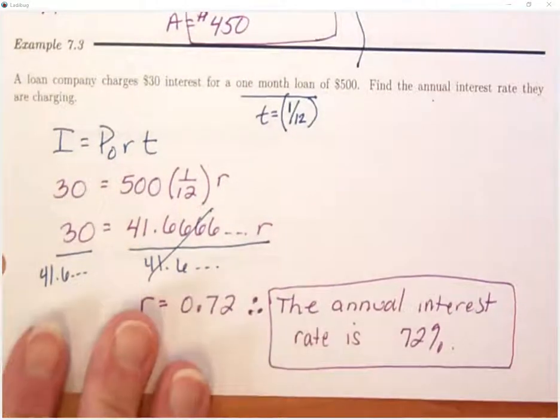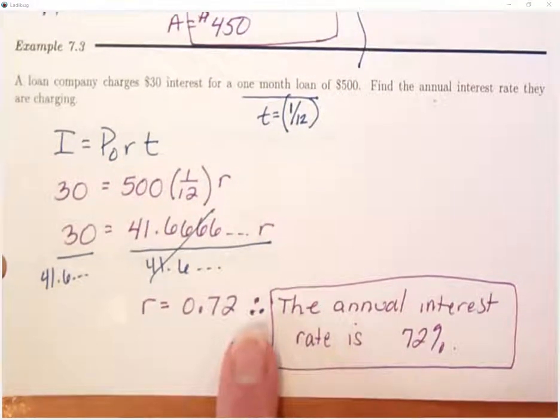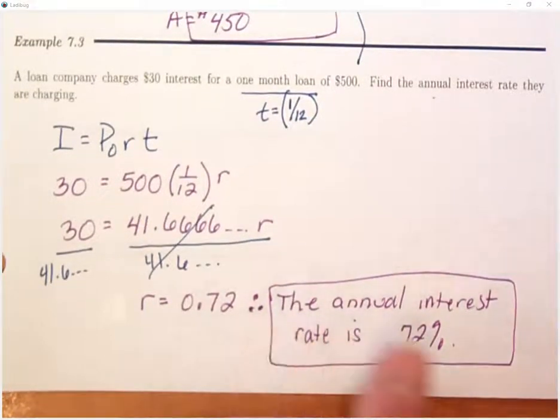And here is the answer. These 3 dots mean therefore. The annual interest rate is 72%. Okay, so that is it for the simple interest. So we'll take a look at compound interest, and do make sure you read about that in your book.